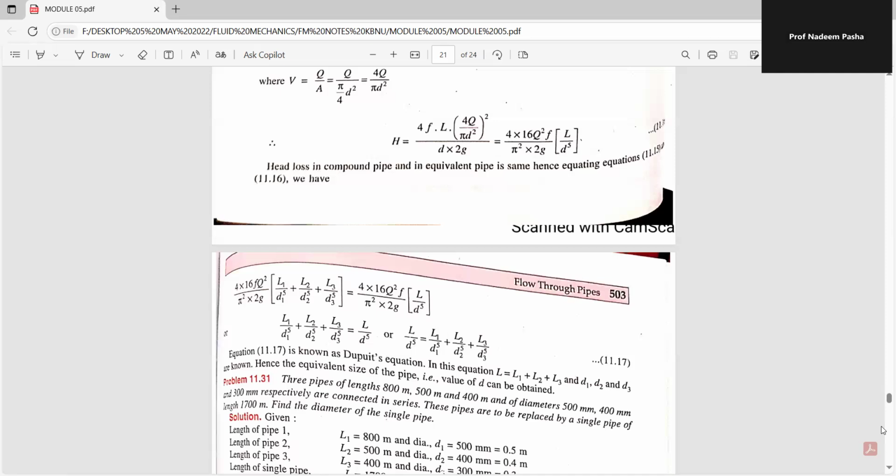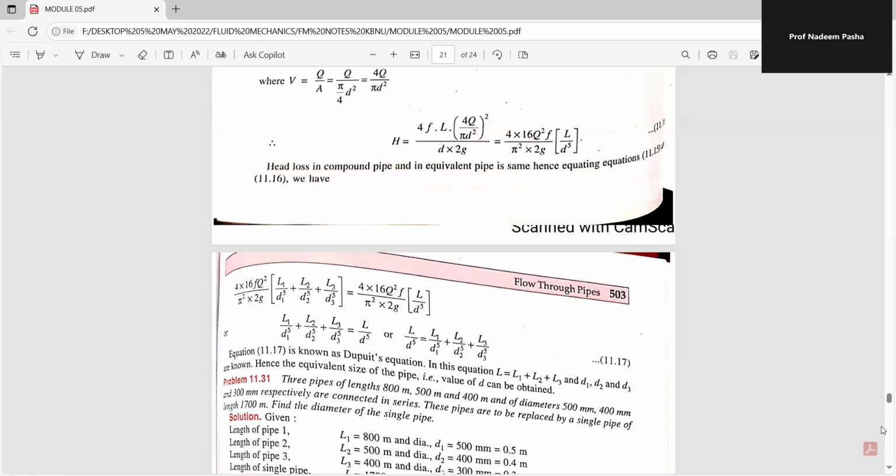Or if you further simplify it, it will become this way. It is almost the same. L1, L2, L3. L by D raised to 5, that is, length of equivalent pipe divided by diameter of equivalent pipe. D raised to 5 is equal to L1 by D1 raised to 5 plus L2 by D2 raised to 5 plus L3 by D3 raised to 5. This equation is known as Dupuit's equation.